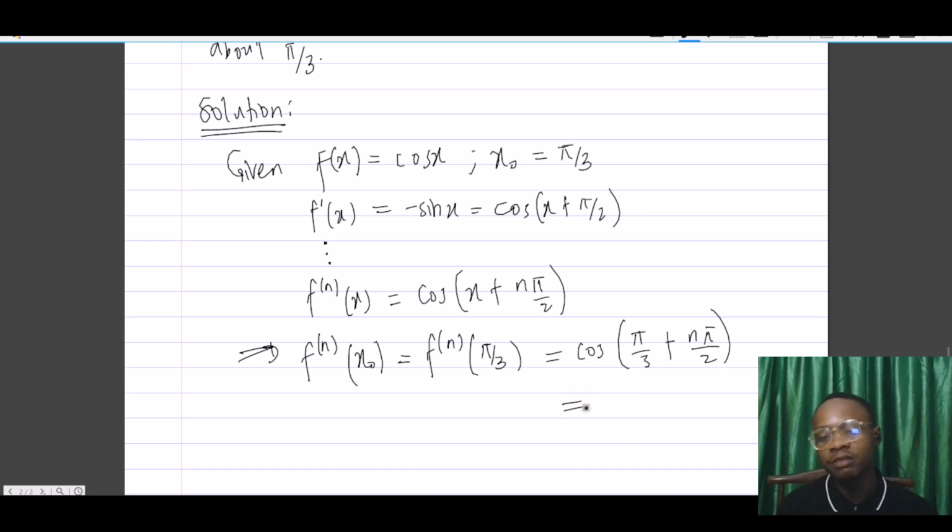Let's see, can we simplify this further? Say this is cos of, the LCM of the denominator is 6, so this will be 2 pi plus 6 n pi over 6. Does that simplify our work in any way? No, it doesn't. So let's leave it this way and move on. So we know this is our nth derivative at any point.